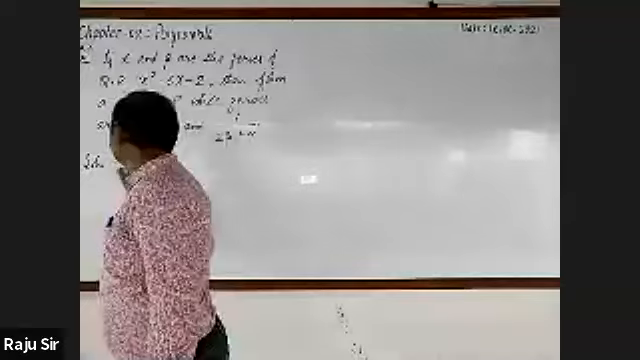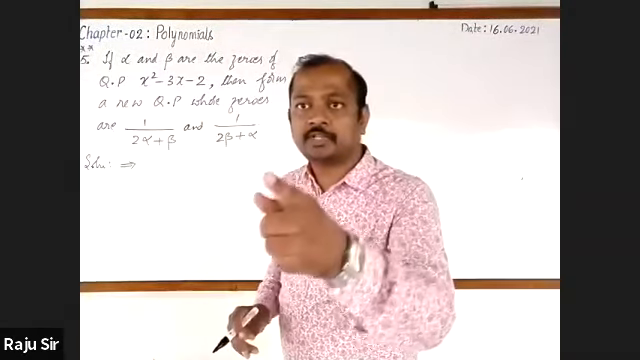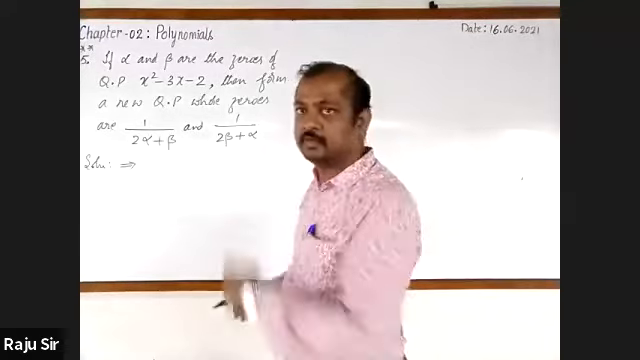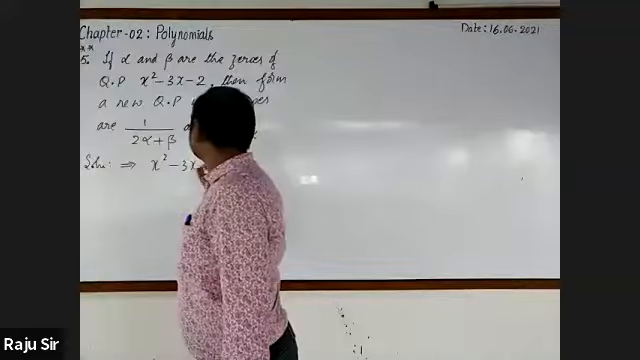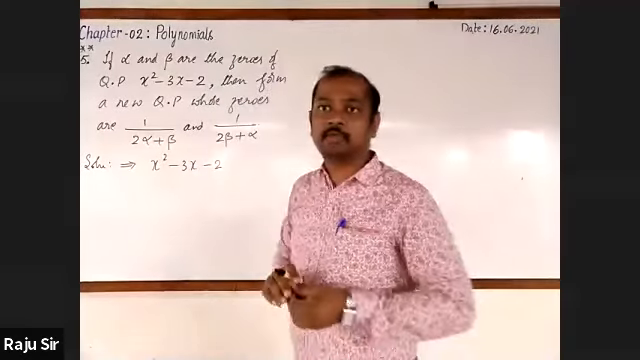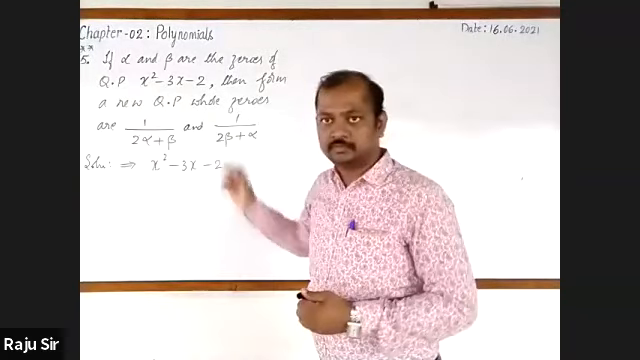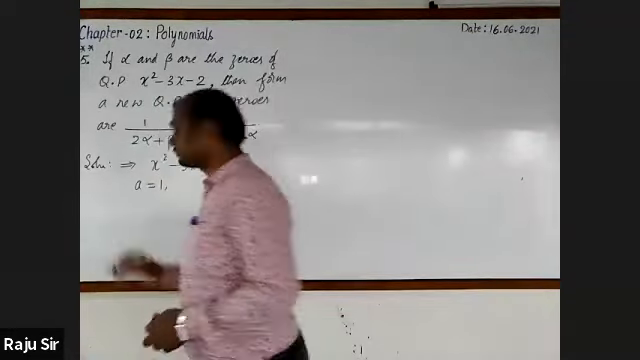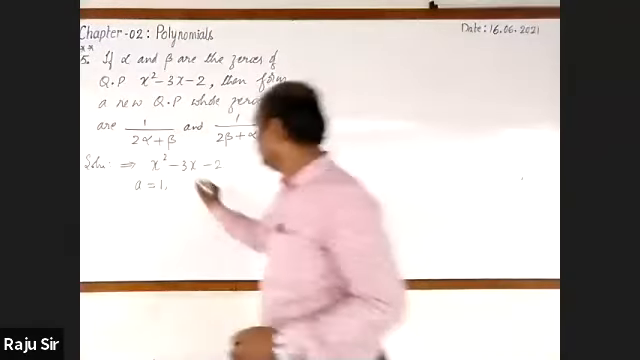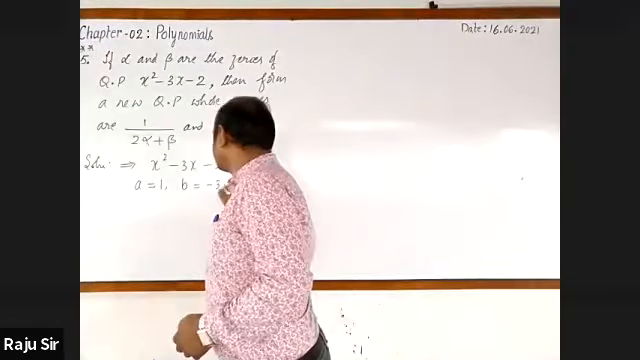Right. The given polynomial is x square minus 3x minus 2. Please go on writing with me. Now write the coefficients. A is 1, B is minus 3, and C is minus 2.